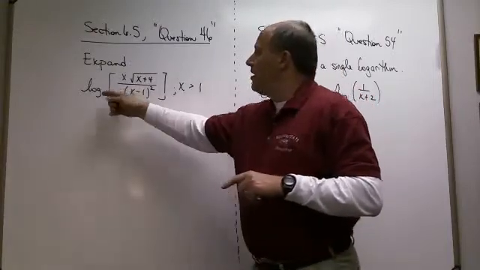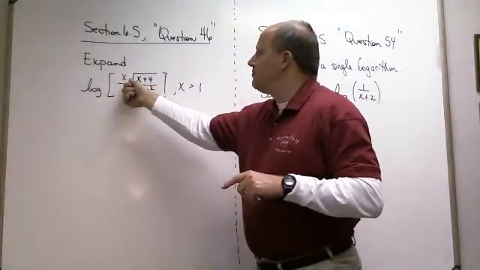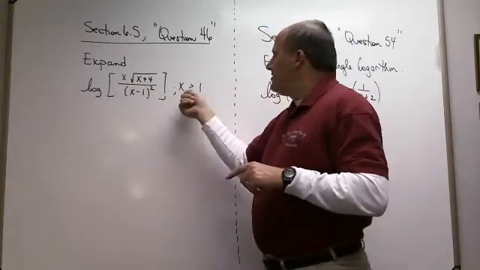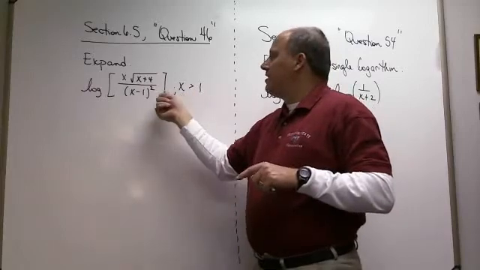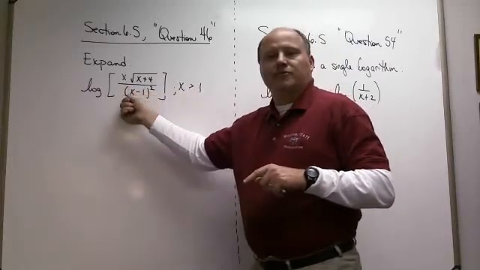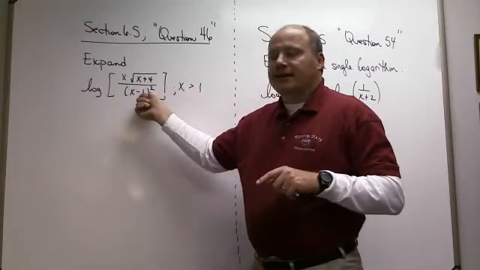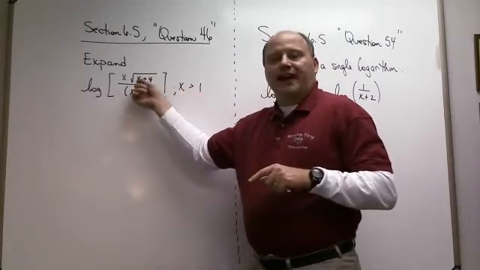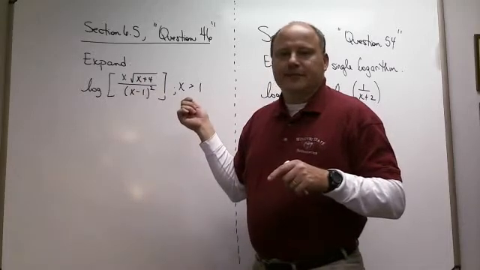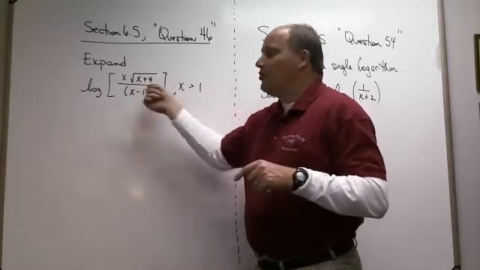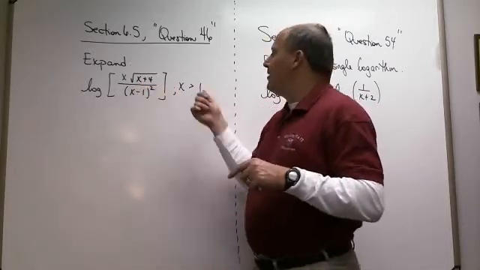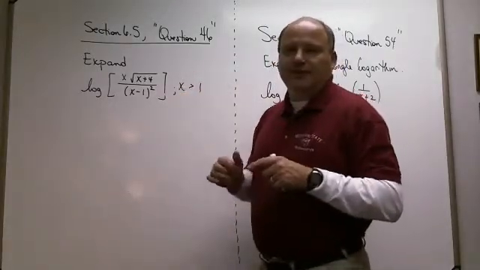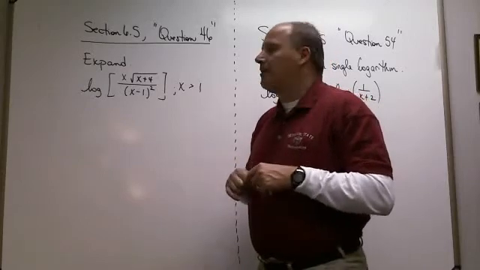Now, first of all, this is the log of the quotient x times the square root of x plus 4 over x minus 1 squared. And they're just saying x is greater than 1 simply because you can't have log of negative numbers. You can't take log of something that's undefined. So they just put this as an indicator, to make sure that you know that x can't be just any number you want it to be. So for example, if x was 0, then you're going to have a problem. So it's got to be greater than 1. So that's just extra information, which really is not needed to solve this problem.